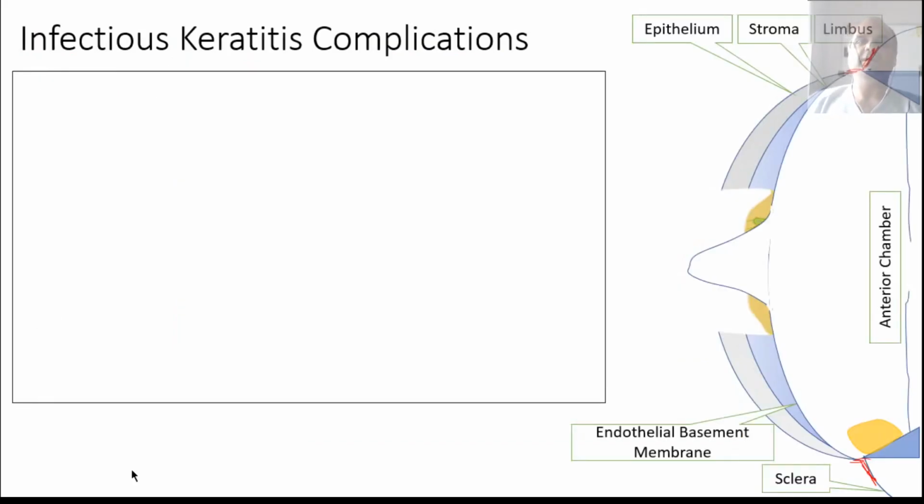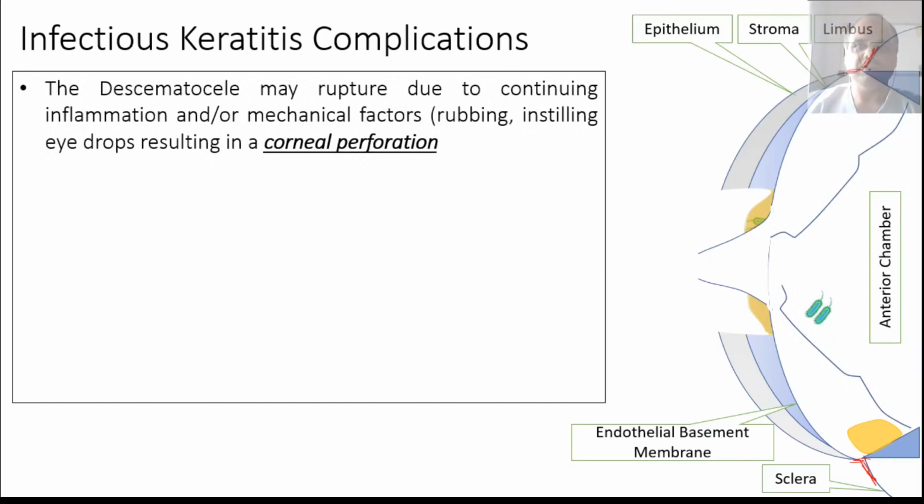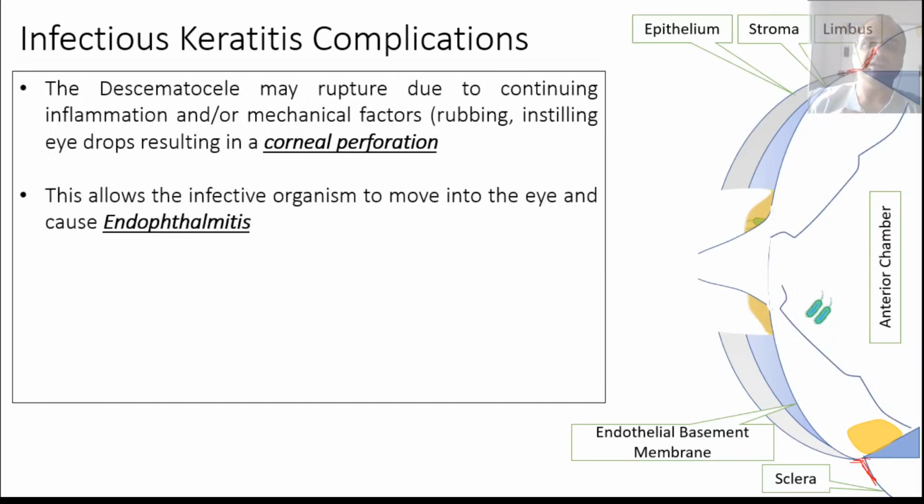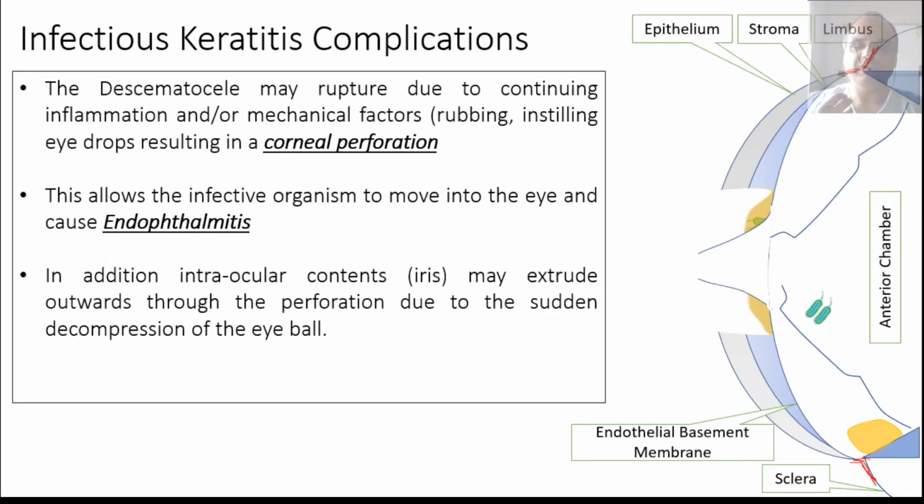In spite of your best efforts, it is entirely possible that a descemetocele eventually ruptures. The infective organisms move inside the eye, and as the eye decompresses, things within the eye, like the iris, which is a very flimsy membrane, can actually move out of this perforation. So this is the point where the endophthalmitis has begun to set in, the infection has moved inside the eye, and now you have inflammation inside the eye, which implies that you have lost the eye.